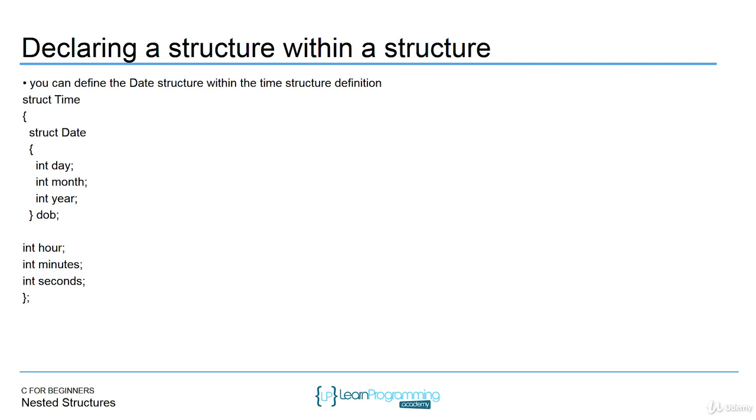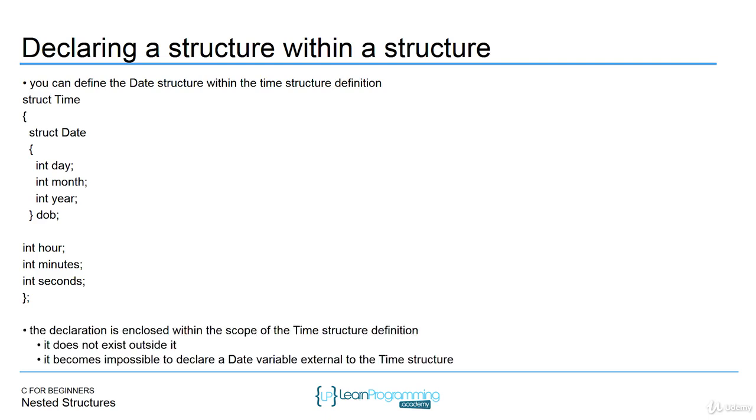Now you should probably notice the limitation of this. Struct date is only going to be defined in there once with a variable named DOB. You will not be able to use the date structure anywhere outside of this unless you use it inside time. You will not be able to use date by itself. So the declaration of the date struct is enclosed within the scope of the time structure definition. Scope refers to how you can access things.